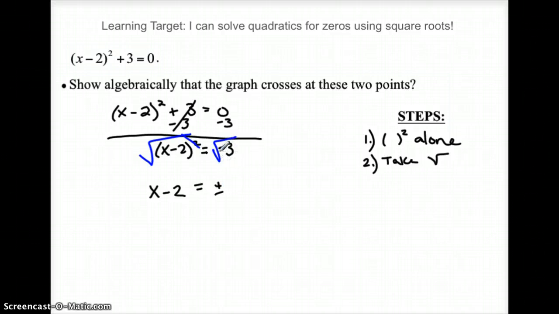What happens when you have a square root of a negative number? Remember, that's a complex number, an imaginary number. So we pull out the i. So we have plus or minus i radical 3. And then we need to get x alone, plus 2.